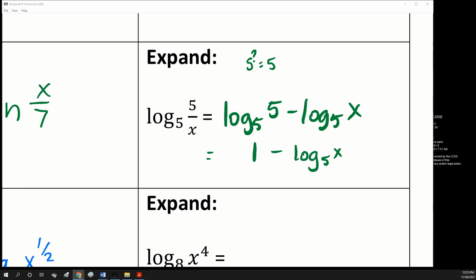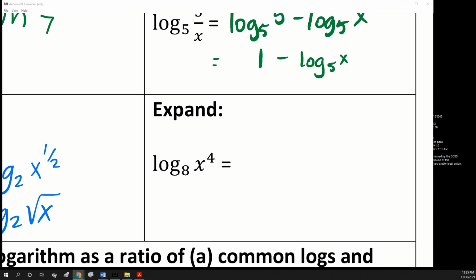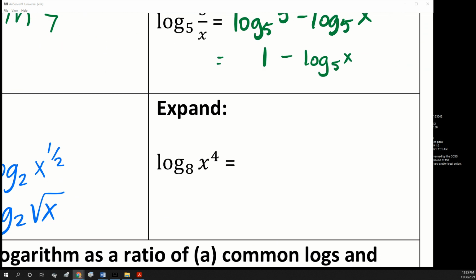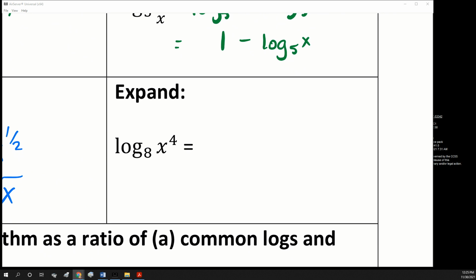Right. And then on the exponential property, we're going to use it like it was written. So if we have the logarithm of something raised to a power, when we're expanding, we're going to want to bring that power down in the front.